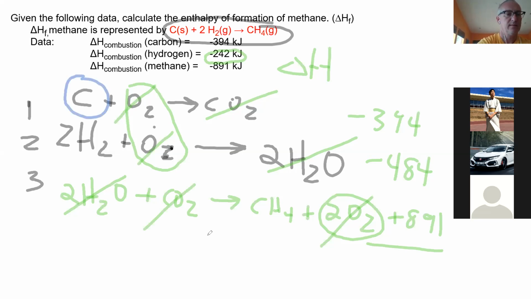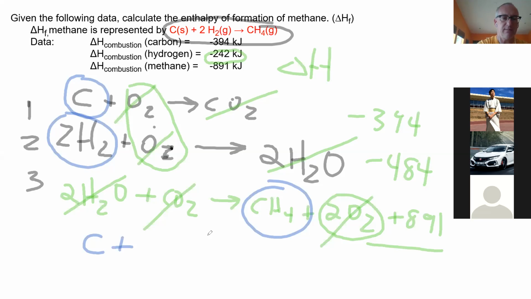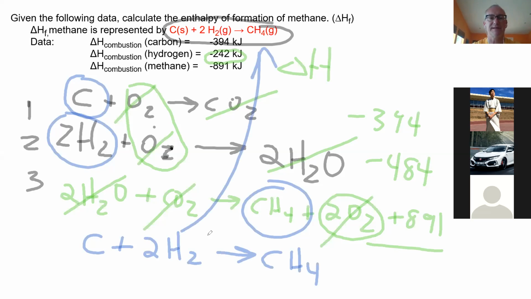So what I'm left with is C plus 2H2 as my 2 reactants. My only product that's left is CH4. So that is the balanced reaction we wanted in the first place. It's the same as the reaction up here. That's the formation of methane. That's the formation of 1 mole of methane, which is why it's a delta H of formation. We're forming 1 mole of methane.